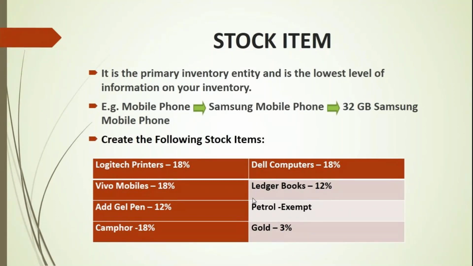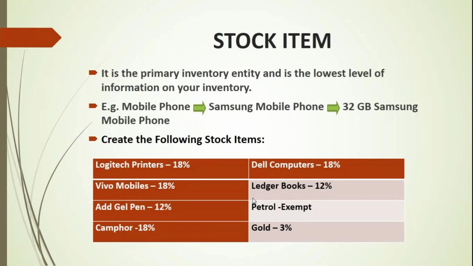Now here beneath, I've given a few stock items which have to be created. We have Logitech printers, we have Vivo mobiles, we have Agile pens, we have Camphor, Dell computers, ledger books, petrol, and we have gold. So completely eight stock items have to be created.